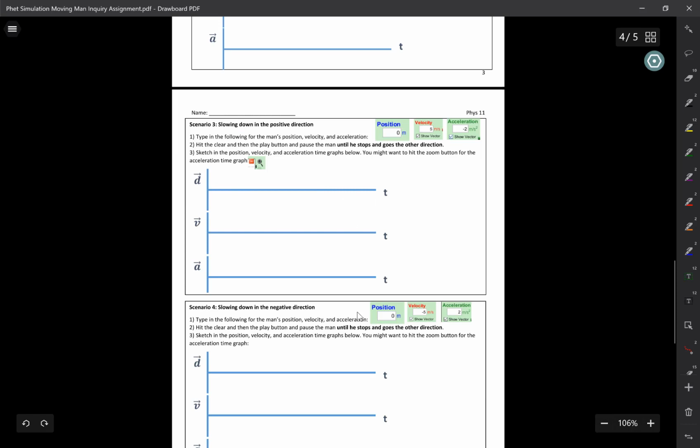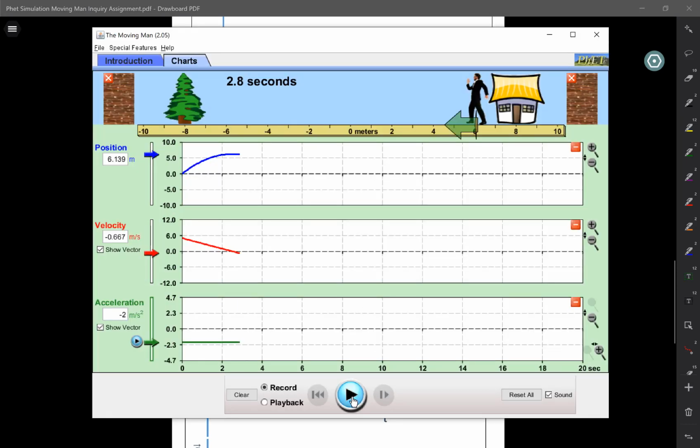Now, if we unpause the simulation, let's take a look at what he's doing. Notice he's going backwards, and he is speeding up. Where my mouse is going through the graph, that is where you are asked to draw. Everything that happens afterwards, take a look at this graph. It starts to curve downwards. I wonder where you've seen that before. Something to think about, because this is the first part of the motion.